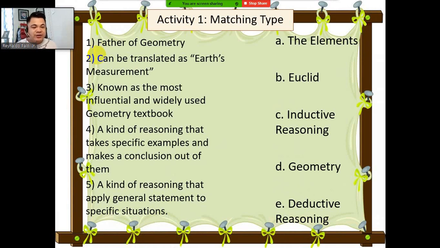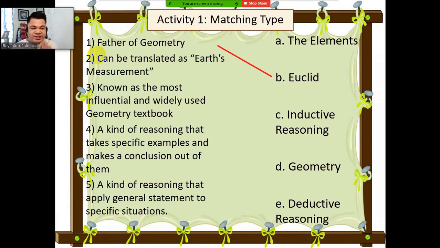Alright, so number one, who is the father of geometry? Which do you think is the father of geometry? Letter A, the elements; B, Euclid; C, inductive reasoning; D, geometry; E, deductive reasoning. Alright, very good. It's letter B, Euclid of Alexandria. He is actually the father of geometry and the founder of Euclidean geometry.